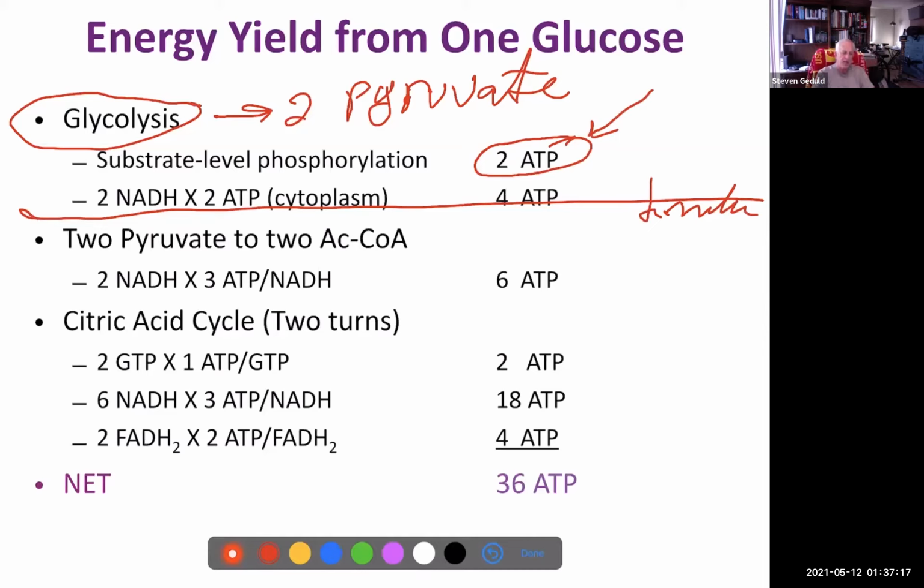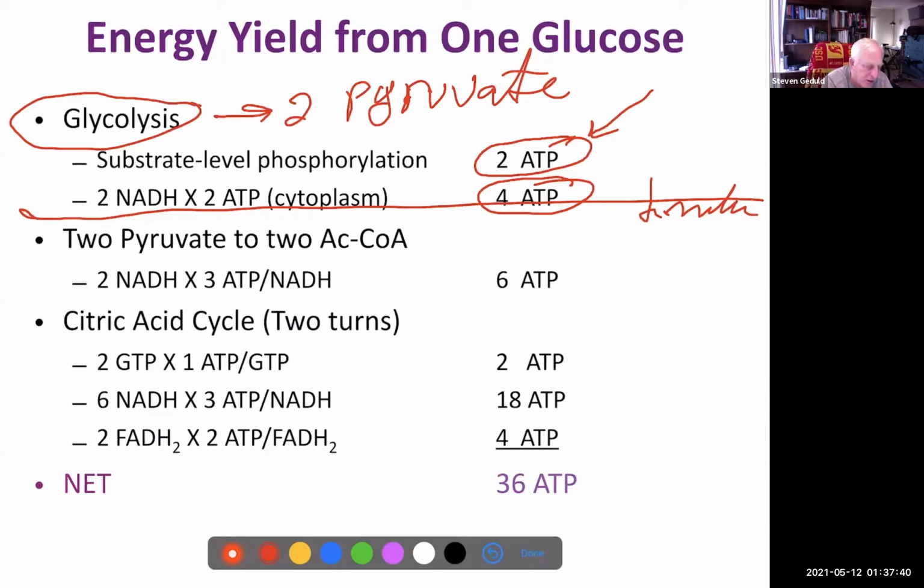And it produced 2 NADHs. Each NADH produces 2 ATPs. It is outside the mitochondria, so you don't have the electron transport chain. It only produces 2 ATPs each, and there's 2 of them. So it produces 4 ATPs. So far, so good? All right, got a thumbs up. Cool. All right, so you got 4 ATPs there.